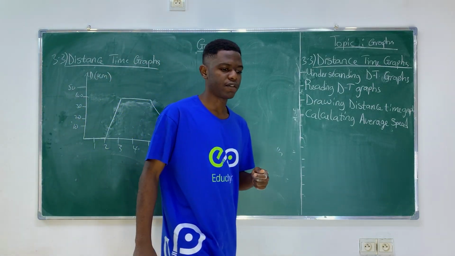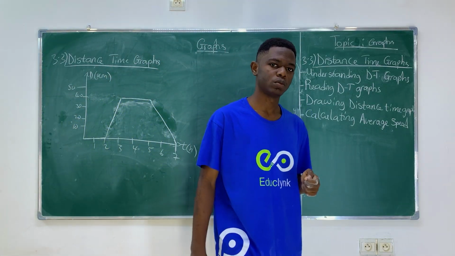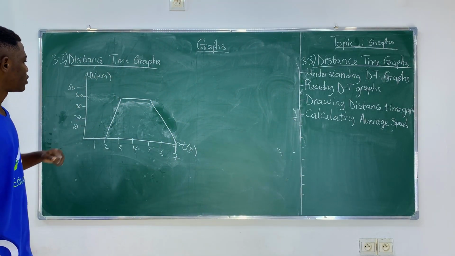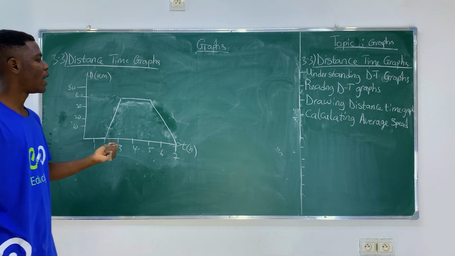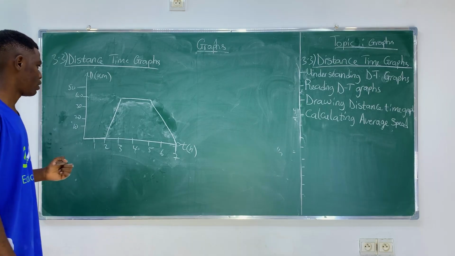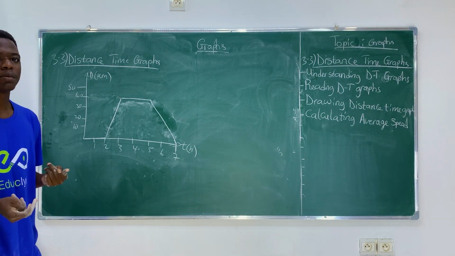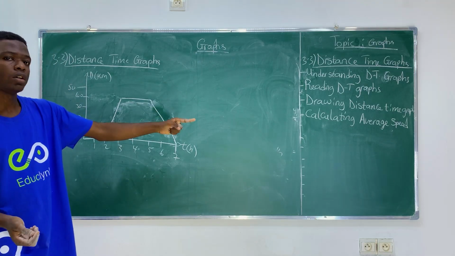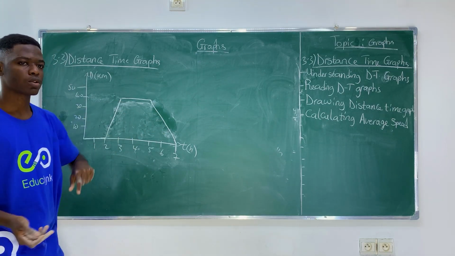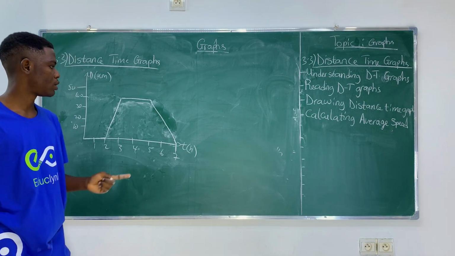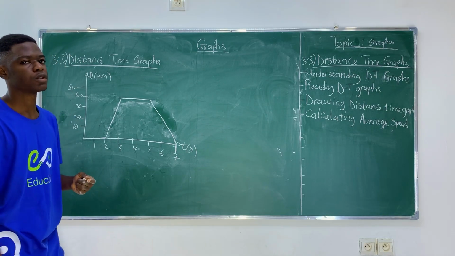Okay, we have a graph like this, and we are asked to describe the motion of this car. How do we describe it? So I invite you to pause a little, try describing it by yourself, then come back to the solution.